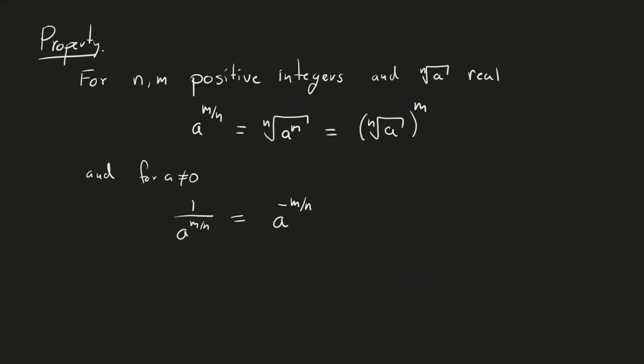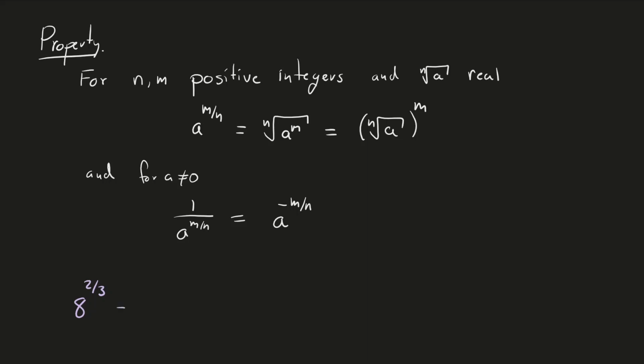For m and n being positive integers, with the nth root of a being real, we have a to the fractional power m over n is equal to the nth root of a to the m, which is equal to the nth root of a, to the mth power. And another version is, for a not 0, 1 over a to the m over n is equal to a to the negative m over n. So the basic idea here, if I needed to do 8 to the 2 over 3, this is looking a lot like the first one there. And so the question is, should I simplify it to the first one first or the second one first?